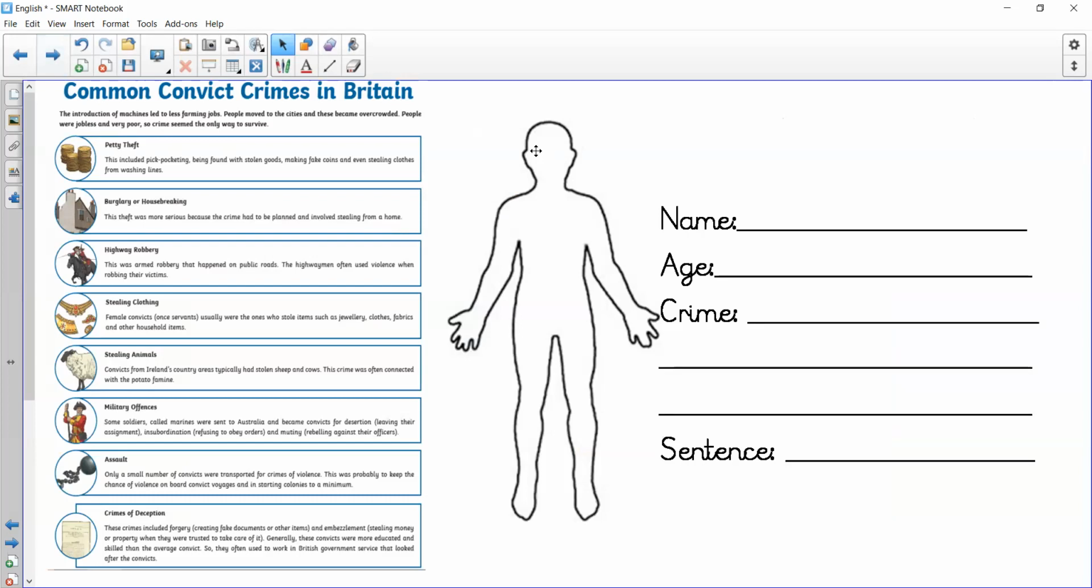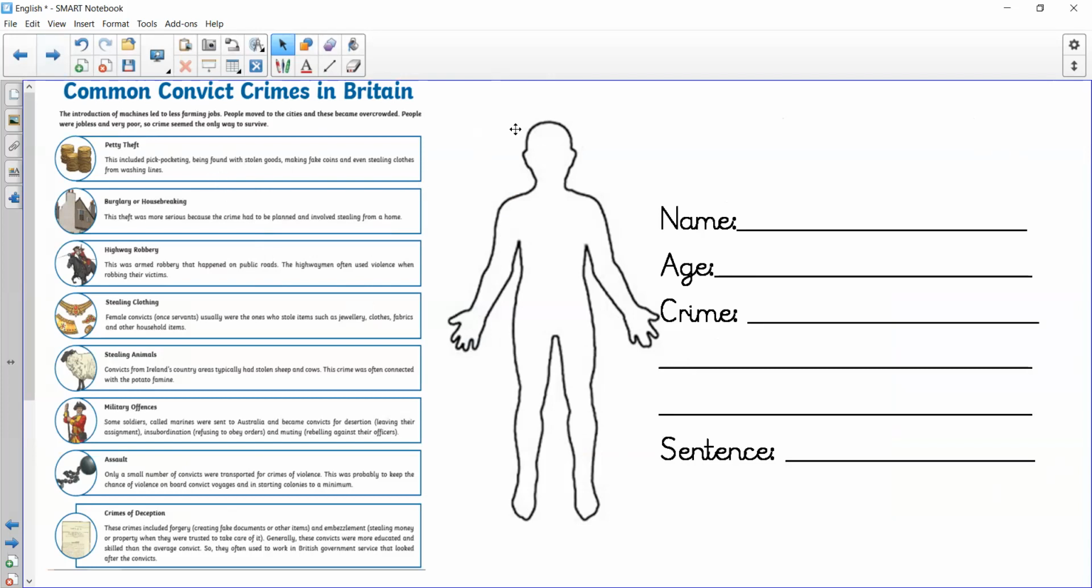So you're going to design, I suppose, or make your own convict. I've attached this to today's PDF, but by all means, you could just draw your own in your own book and fill in these things here. But I've also given you this as well, which are the different crimes that they got sent to Australia for.